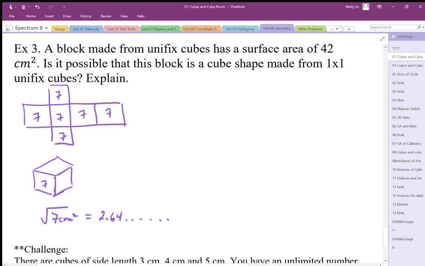Okay, so I cannot make this from the Unifix cubes, which are discrete pieces. So I can't chop my Unifix cubes into 0.64 length. So this is not possible, because the side length is not whole.